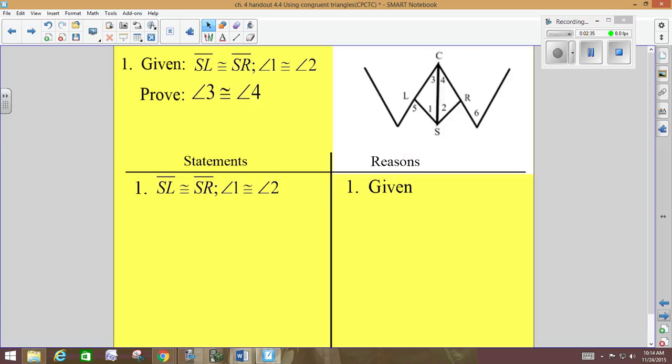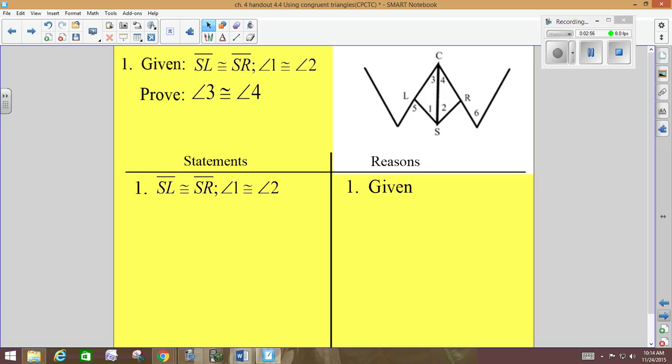First one. Given SL is congruent to SR, angle 1 is congruent to angle 2, we're going to try and prove that angle 3 and 4 are congruent. So our first step of a proof is to do what? Yeah, write the given down. Good.